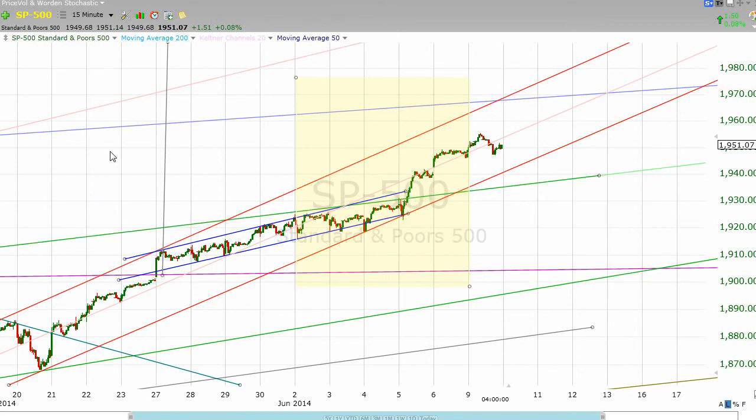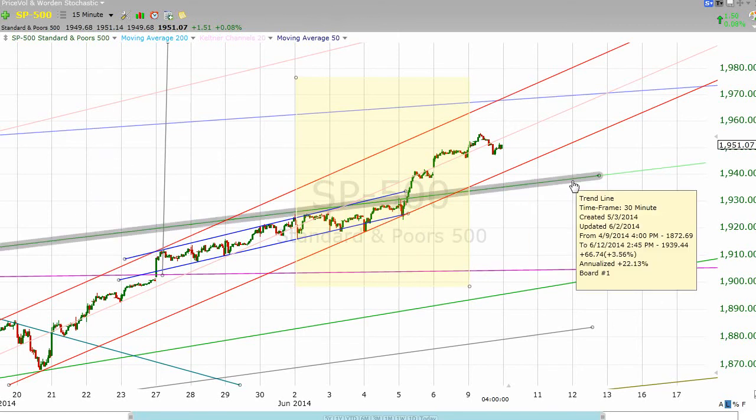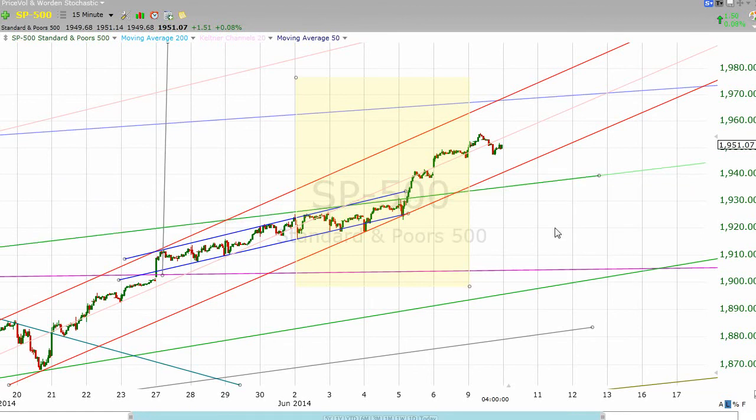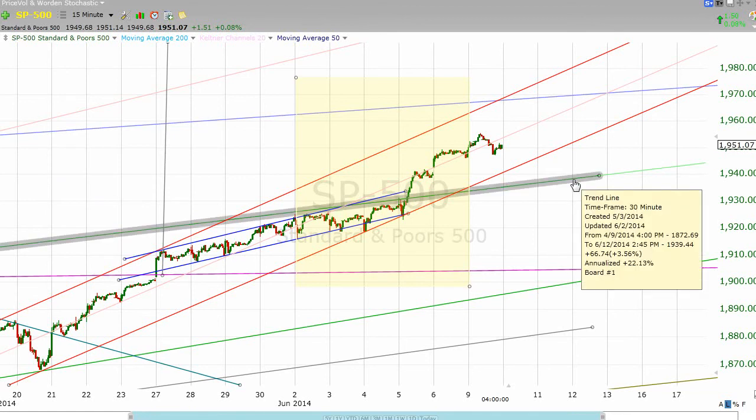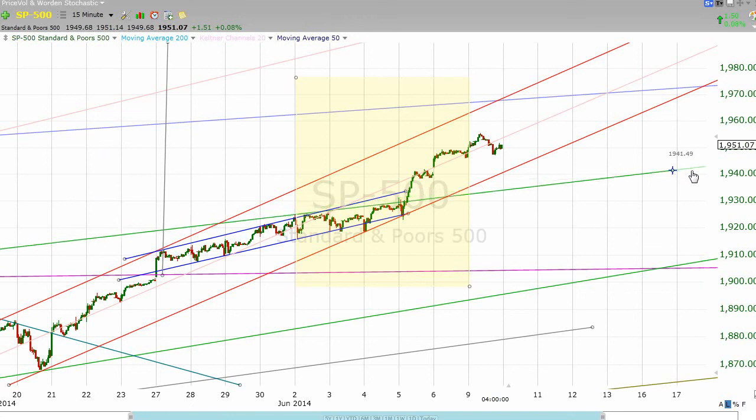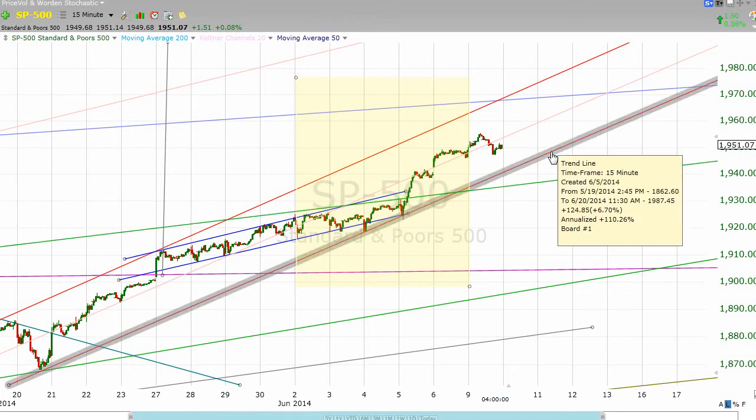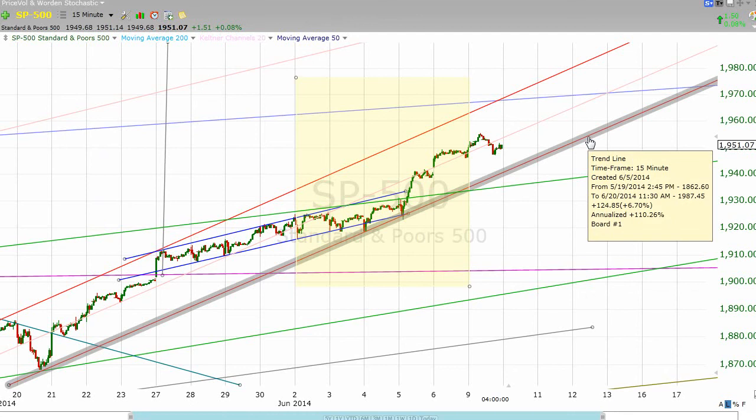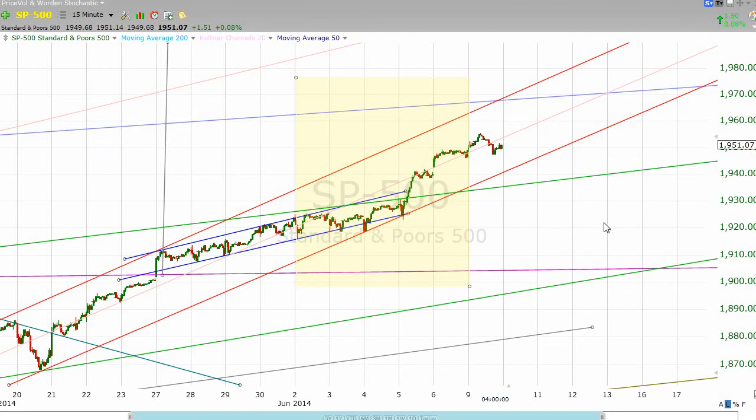All of that to say, and pardon me for getting a little far afield there, this could end up being support if we come back and test it. But right now, I would think the first level of support would be our rising trend line right here. So guys, that's about it.